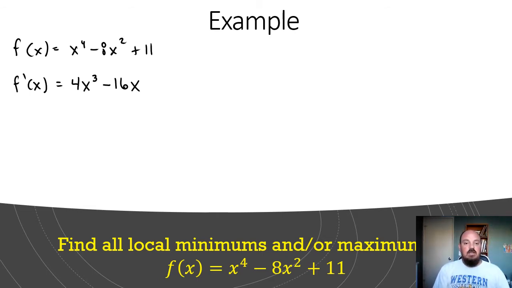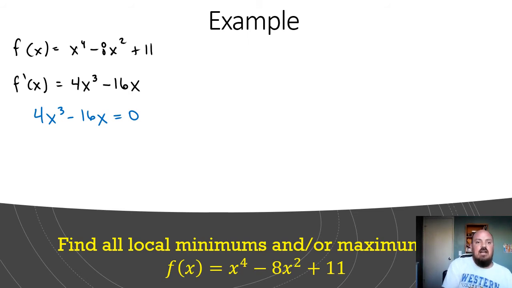Now to find critical values, I'm looking for places where this is either equal to 0 or undefined. Now for this one, since it's not a rational function, it's not a fraction, I don't have to worry about undefined. This is defined for all real numbers. So all I have to do to finish this part of the question is set it equal to 0 and solve. And I think I'm going to solve by factoring.